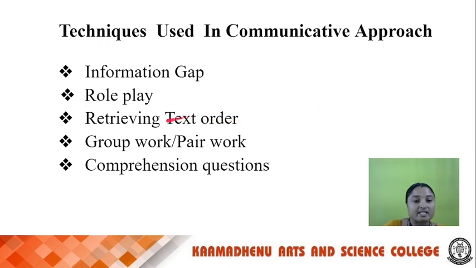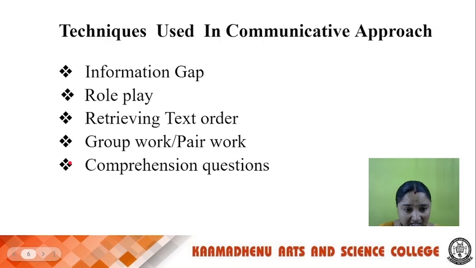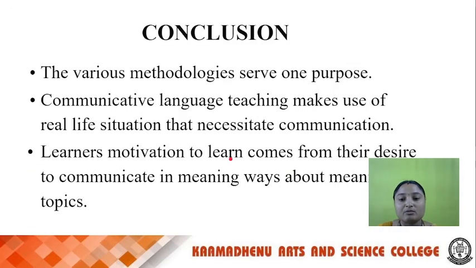Then the third one is retrieving text order. This technique involves the use of scrambled sentences and scrambled picture techniques. Then group work or pair work. It forms an important part of any communicative activity, since peer interaction is an effective means of acquiring some language features. And the last one is communicative tasks, which are used in these techniques.